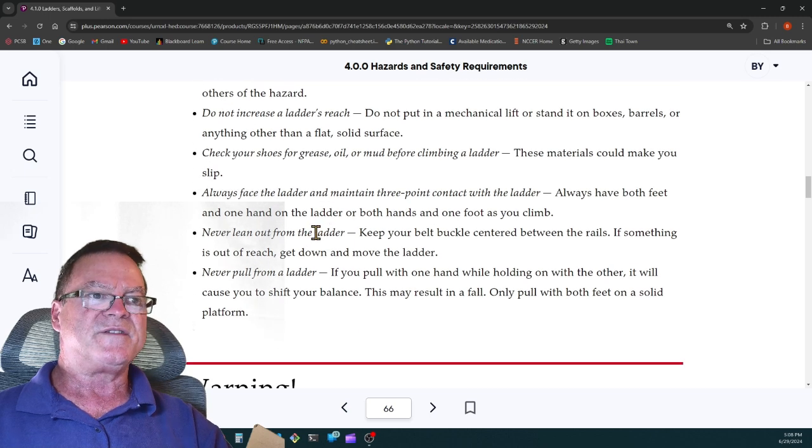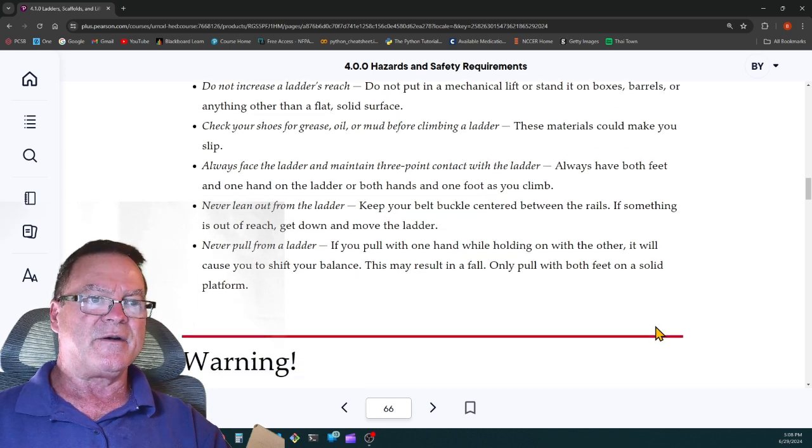Always face the ladder and maintain 3-point contact with the ladder. Always have both feet and one hand on the ladder, or both hands and one foot. Never lean out from the ladder. Keep your belt buckle centered between the rails. If something's out of reach, get down and move the ladder.